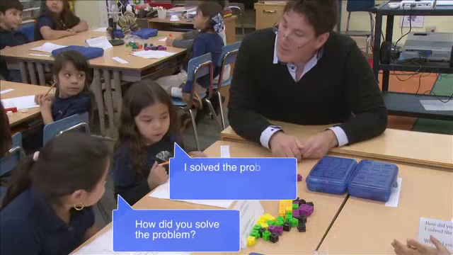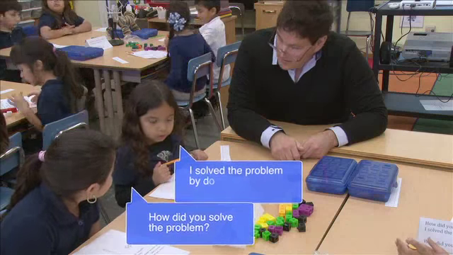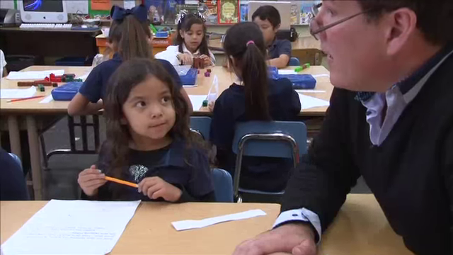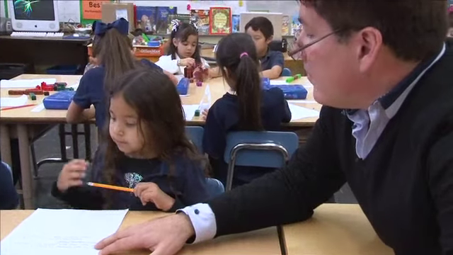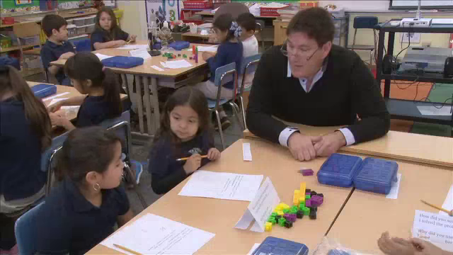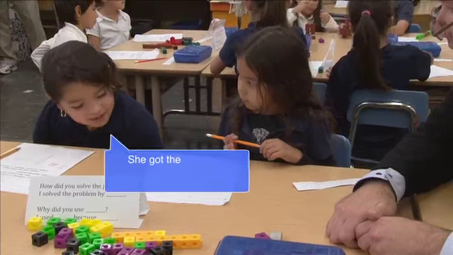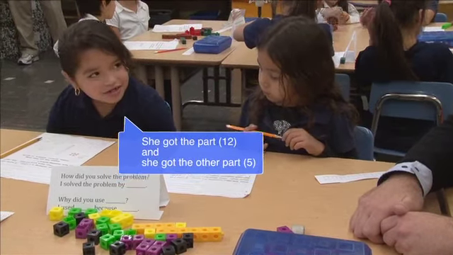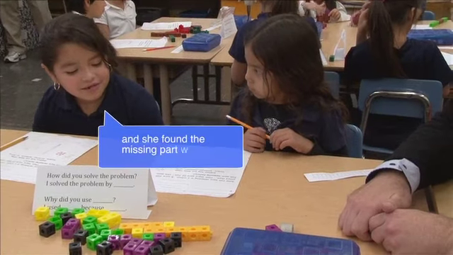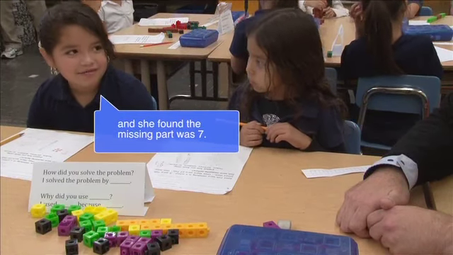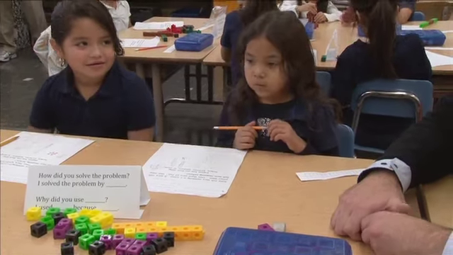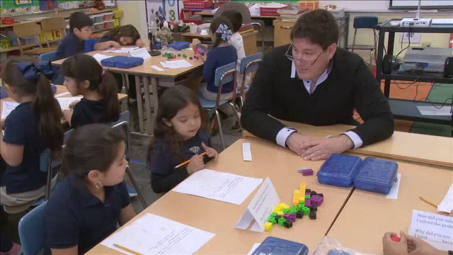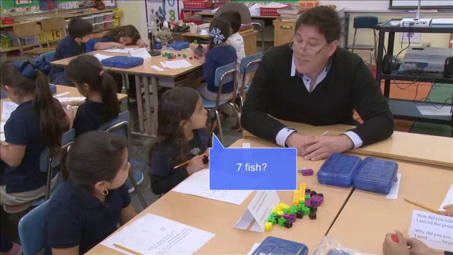I solved the problem by doing part. Oh, okay. Can you restate what Brittany said? She got the part and she got the other part and she found the missing part was 7. What does that 7 mean, like in the problem? 7 fish. 7 fish, right?